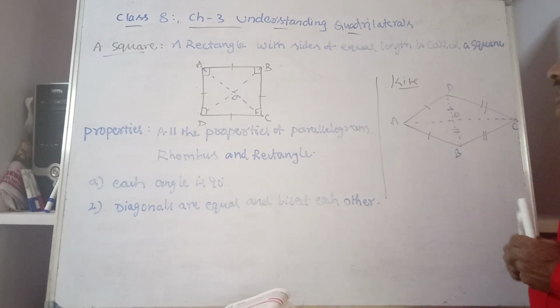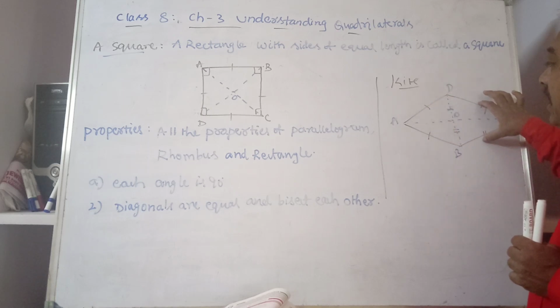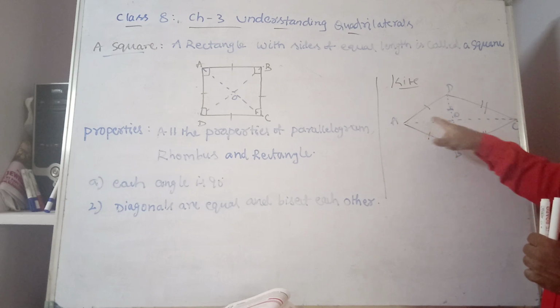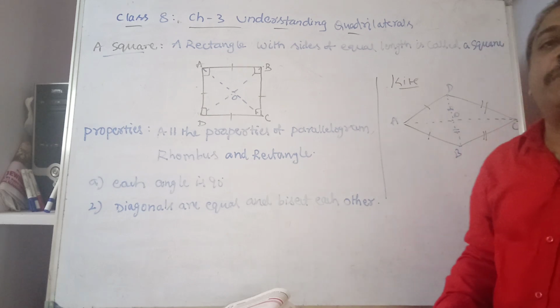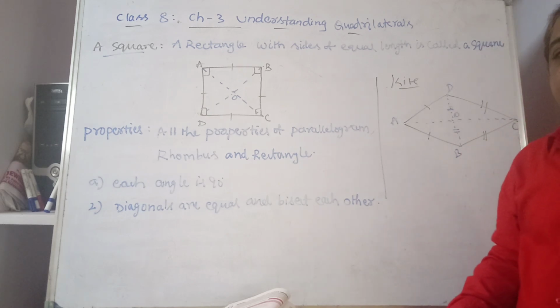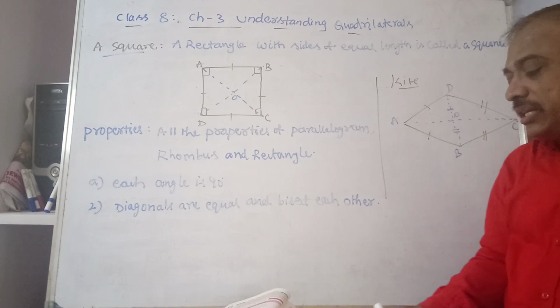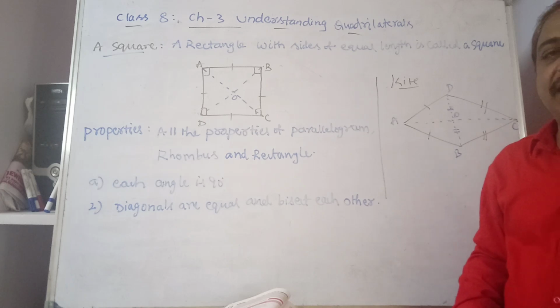So this is about kite. A kite is a quadrilateral in which consecutive pairs of sides are equal in length. One diagonal bisects the other. You can see and write the properties of kite from the textbook. This is about the types of quadrilaterals. Is it clear, children?